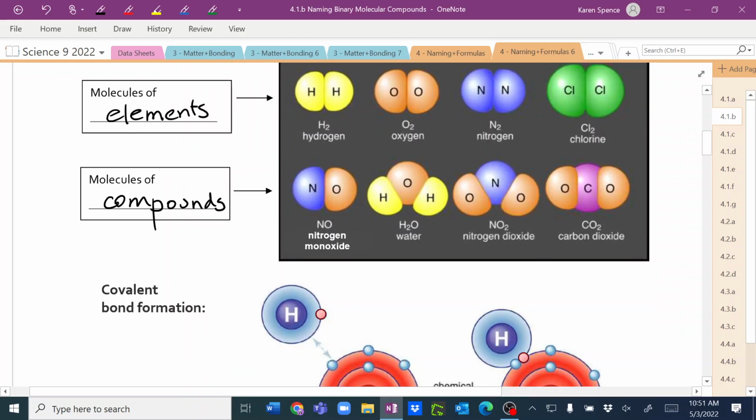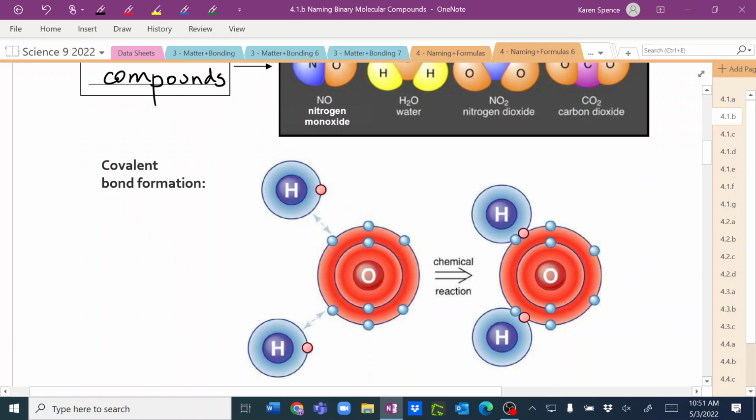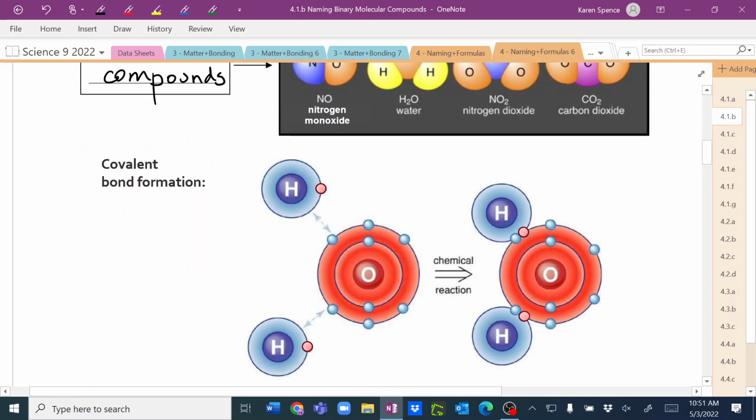Okay. Here is our covalent bond formation. This is almost like a dot and cross diagram. What you can see is that we have hydrogen. Oxygen's got a space. Hydrogen also has a space, right? And you can have those pair up and share their electrons. So that's what the covalent bond formation for that would be.